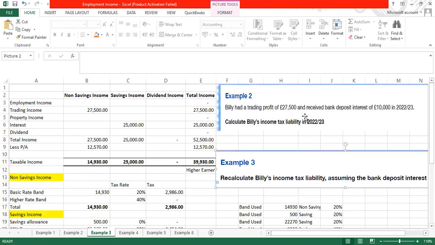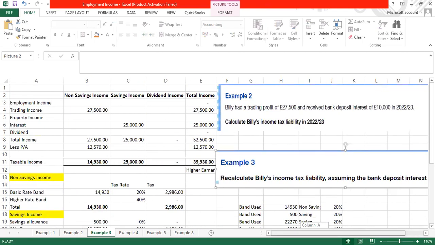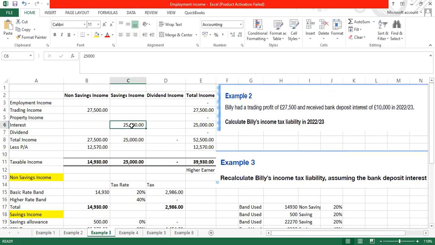Let's see another example, the same example, but this time recalculate Billy's income tax liability, assuming the bank deposit interest is 25,000. The only thing we need to change here is savings income to 25,000 pounds. So now her taxable income is 39,930 pounds after deducting personal allowance. She is a higher rate earner because her taxable income is more than 37,700. On this 14,930, we need to apply 20% tax.